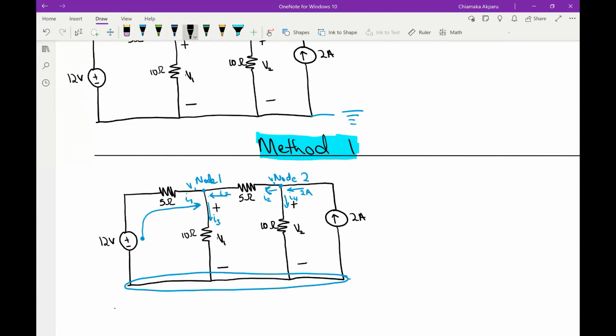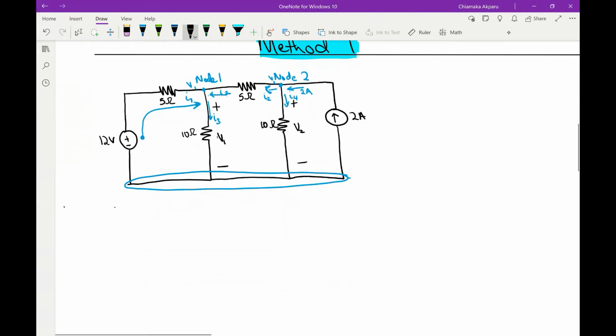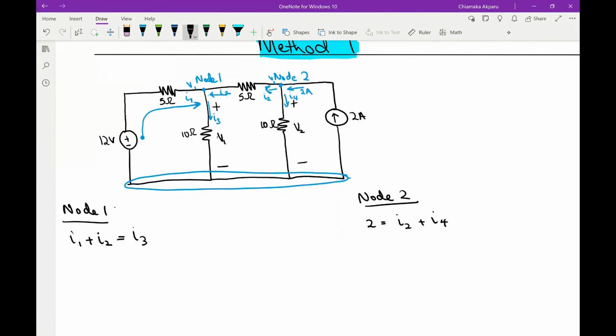Now, let's represent them with their current equations. For node 1, we have, as we said, I1 and I2 going in, which is going to be equal to the I3 going out. And then for node 2, we're going to have the 2 amps going in, which is going to be equal to I2 plus I4 going out.